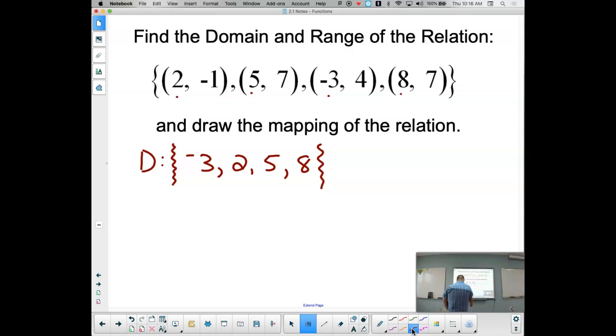Okay? Then we're going to go and do our range. Now our range is going to be all of the y values. If you'll notice when you're doing that first inspection, there is a repeat of the y value of 7. So I don't need to write that twice. I can just write that once. So my range would be -1, 4, and 7.